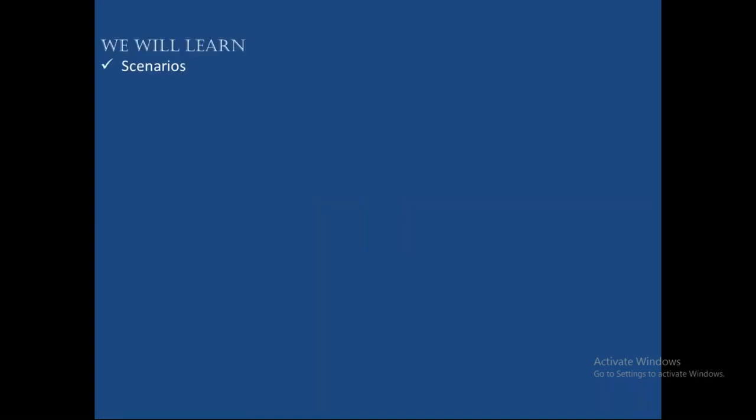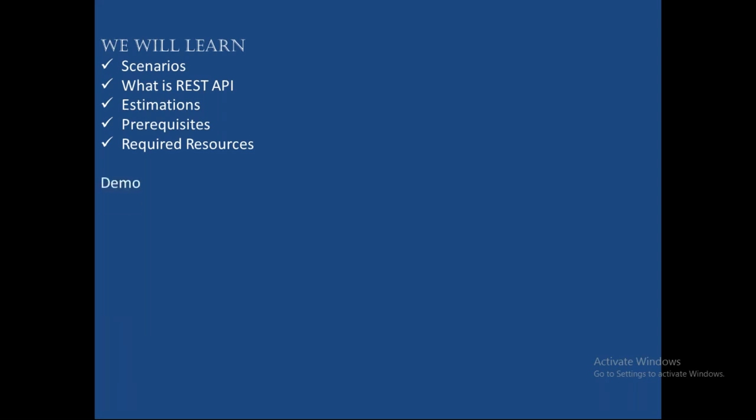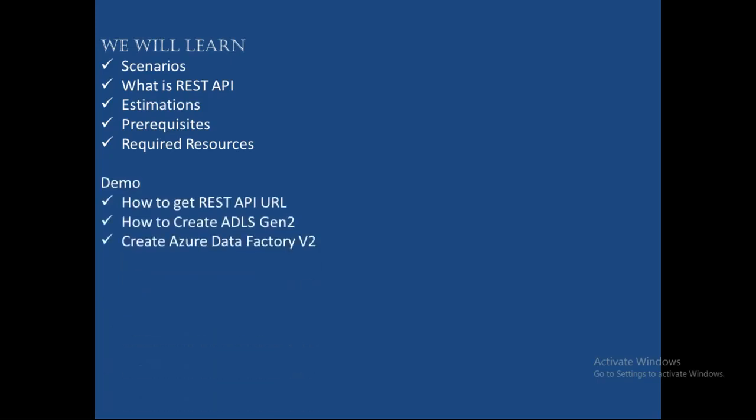Okay, next, in today's session we will learn scenarios, what is the REST API, estimations, prerequisites, required resources. If you remember, we have discussed all these things in our earlier session, but today we are going to talk about the until activity. With the until activity, how you can do this demo, how to get the REST API URL. Okay, how to create ADLS Gen 2. So we discussed all these things.